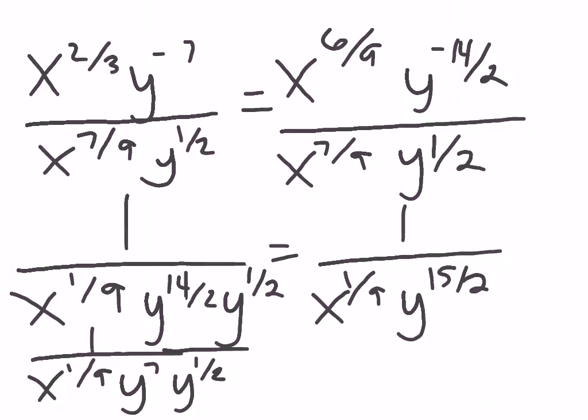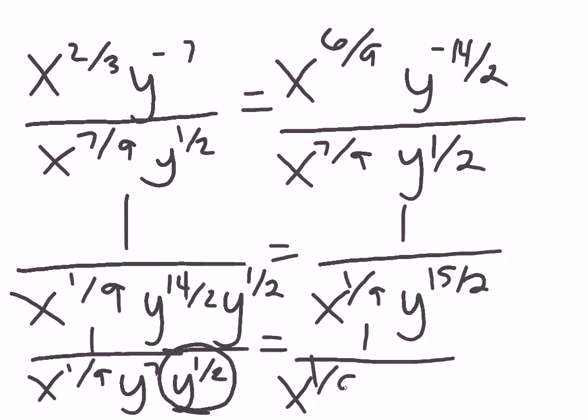Now, so you guys can see this a little better, that y to the 1/2 is the same thing as the square root of y. So we're going to go ahead and rationalize that and make it so that there's no radicals in the denominator. So let's go ahead and rewrite it with the square root of y. So we got 1 over x to the 1/9 y to the 7th times the square root of y. And if I rationalize that, I will multiply both top and bottom by the square root of y.